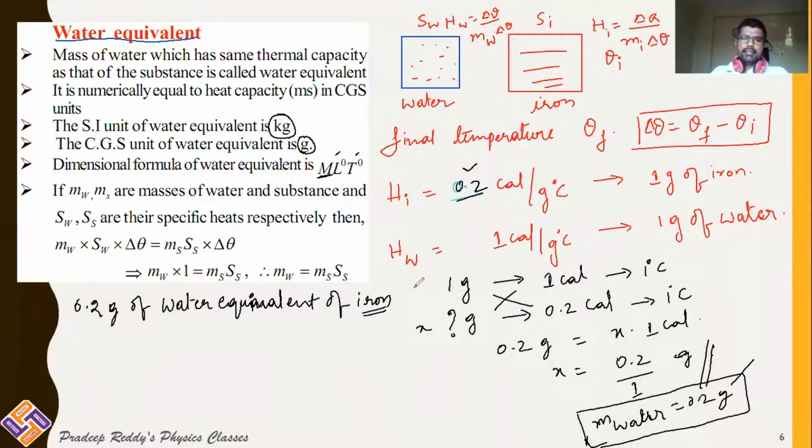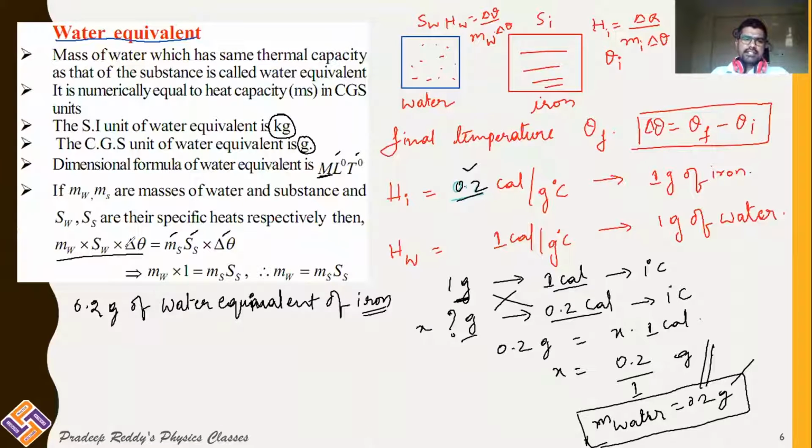Therefore, you can simply write, see this equation I have used. 1 gram requires 1 calorie. How many grams require 0.2 calorie? So I'm comparing these two. Mass of the water into specific heat of water into delta theta should be equal to mass of the substance into specific heat of the substance into delta theta.